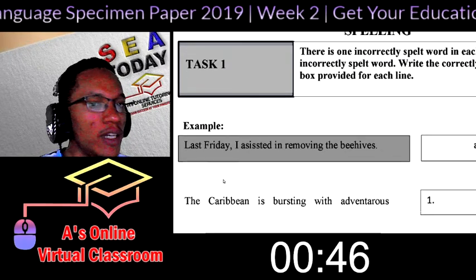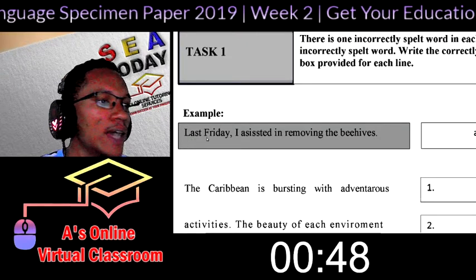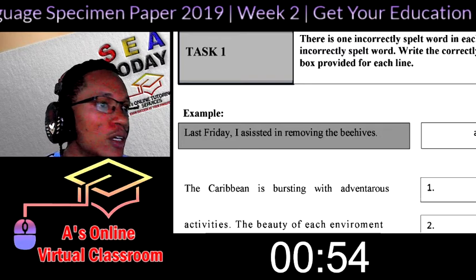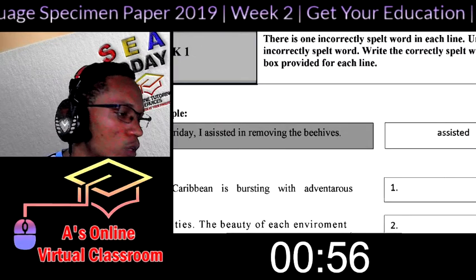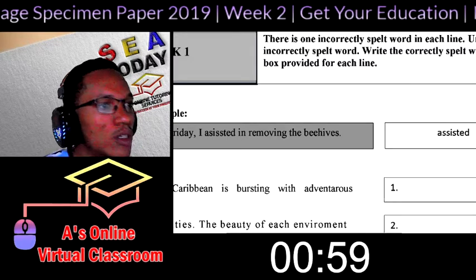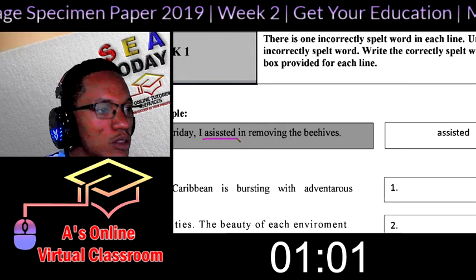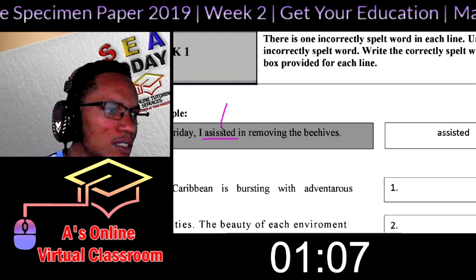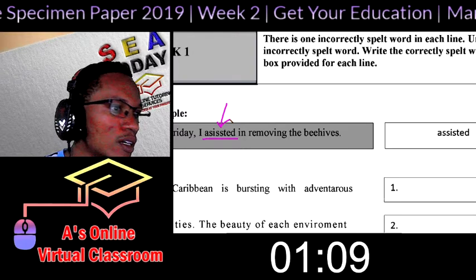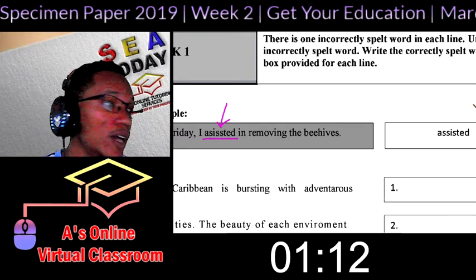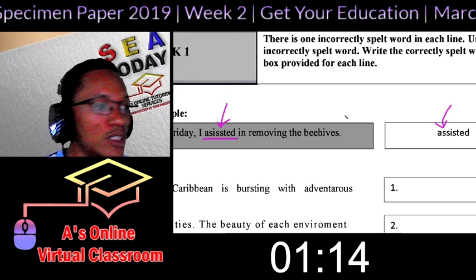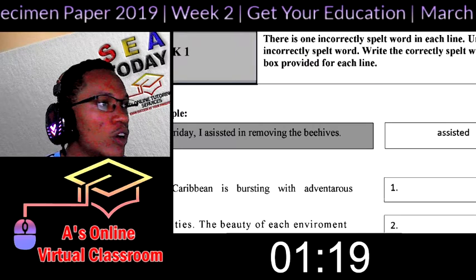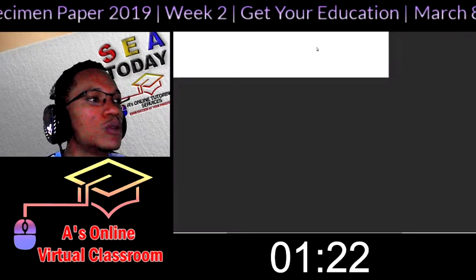So they have an example: last Friday I assisted in removing the beehives. That's the example. In the box provided, they would have put the correctly spelled word. You're supposed to underline this word and write the correctly spelled word here. Here they added a double S when the double S was supposed to come in the first position and not in the second position. So that's what we're about to do. We're going to look for the incorrectly spelled words.